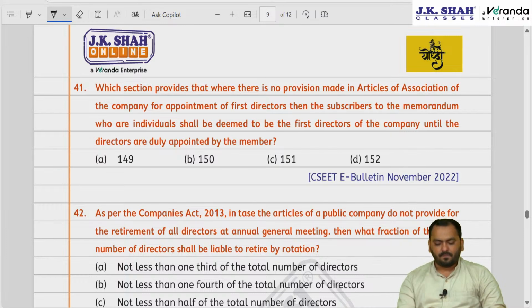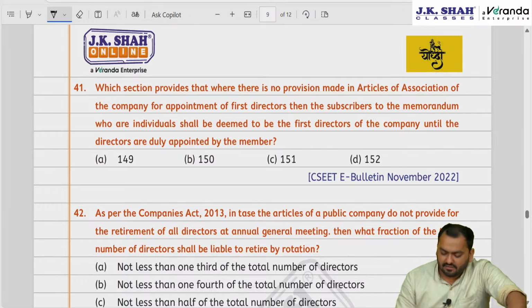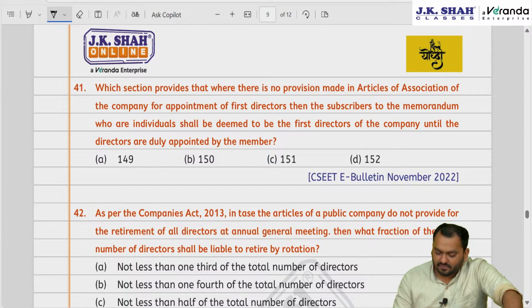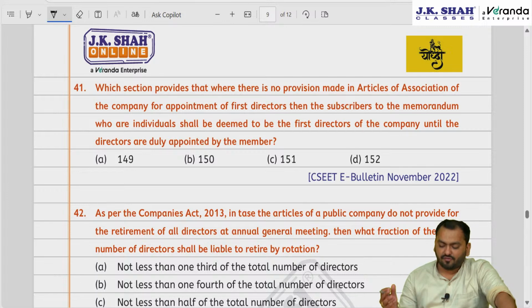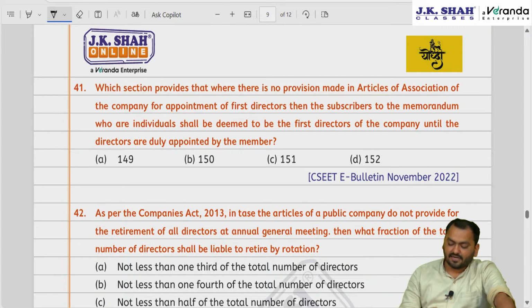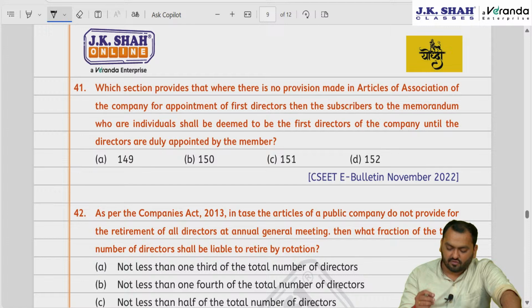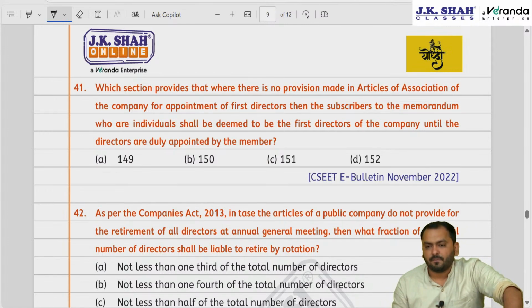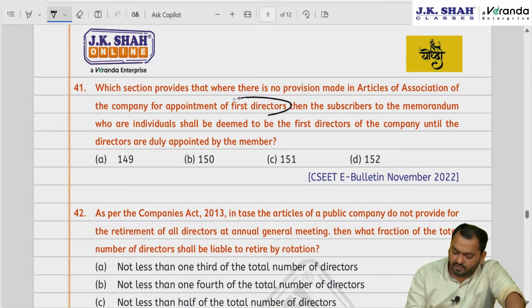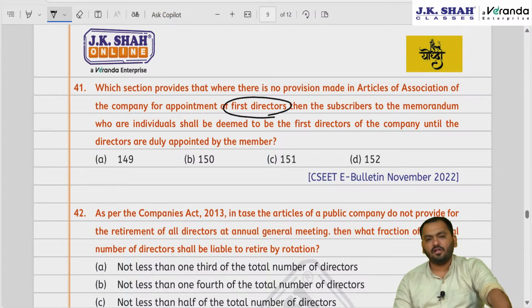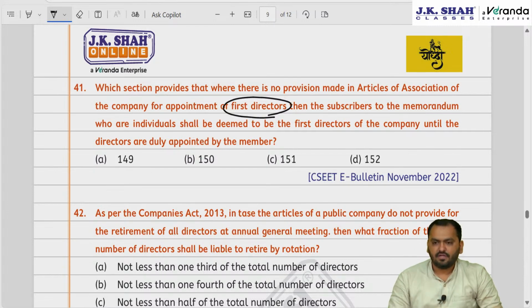Let's go. Which section provides that where there is no provision made in the articles of association of the company for the appointment of the first director, then subscribers to the MOA who are individuals shall be deemed to be the first directors of the company until the directors are duly appointed by the members? So friends, firstly, here we are talking about the concept of the first director of a company. What is that concept?